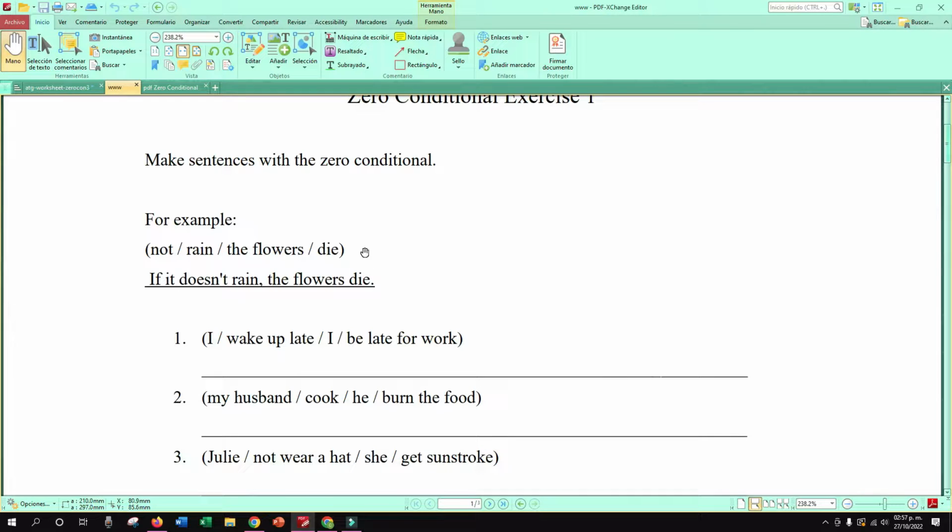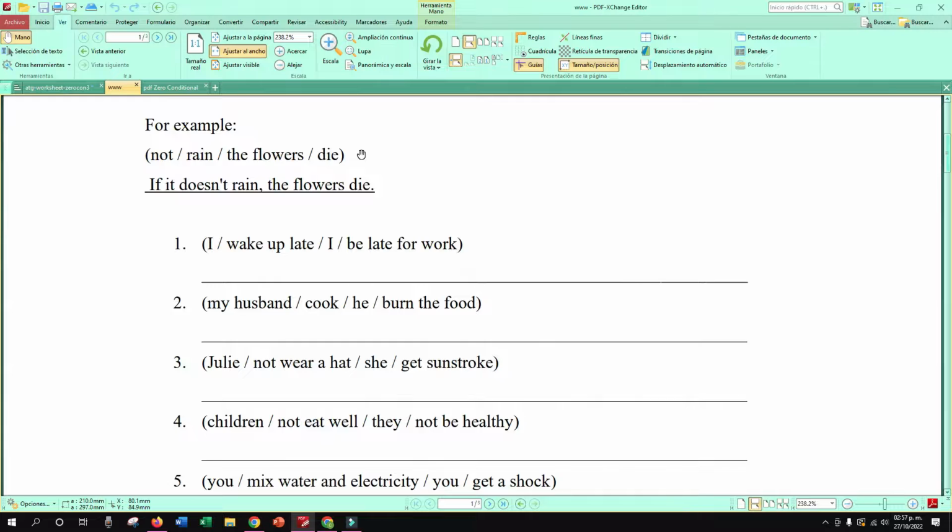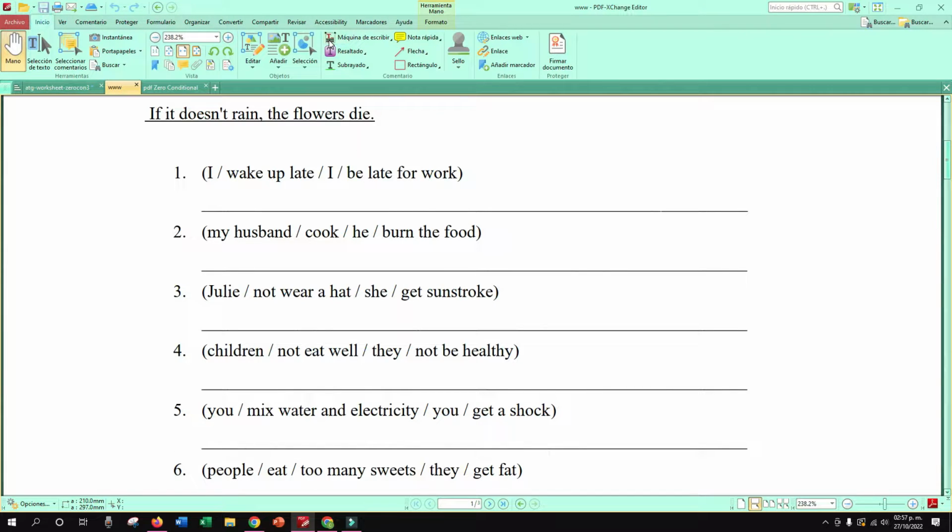Yes? So, sometimes it will be better if you write first the if clause, or maybe you have to write down the main clause, right? So you have to decide. So, let's do the number one together. For example, there you have, I wake up late, I be late for work.